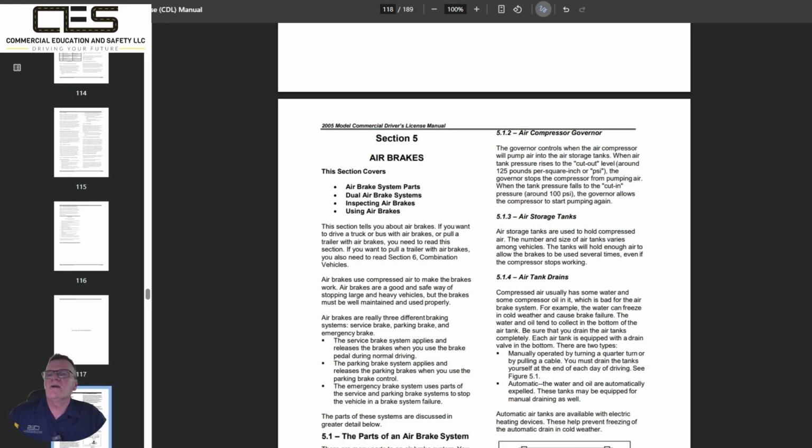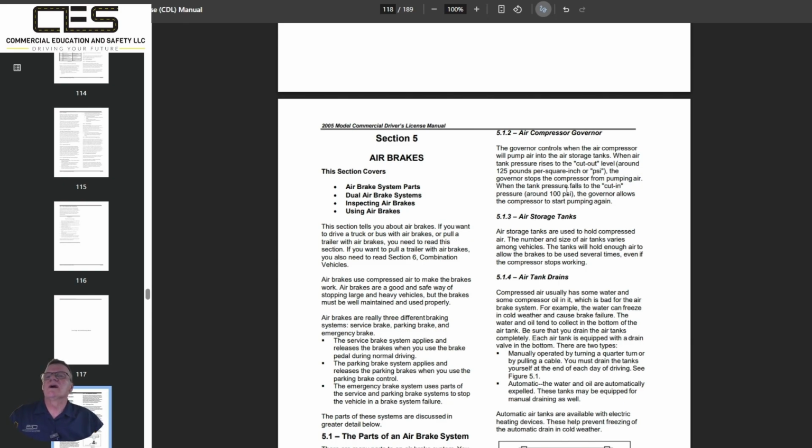We're going to take a minute here and talk about the air compressor governor. Again, 5.1.2 in your book. We talked about what it does. It turns it on and off. If it keeps pumping, it's going to send too much air to the storage tanks, which could cause the storage tanks to explode. If the air falls too low, you won't have enough air to stop the vehicle. The important part you want to remember here is cut in and cut out.